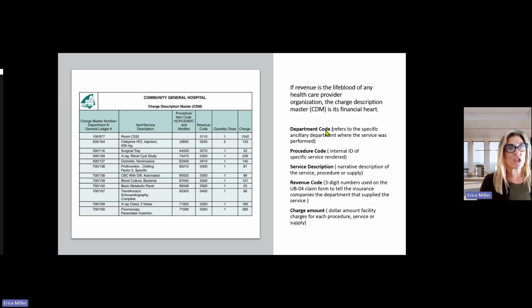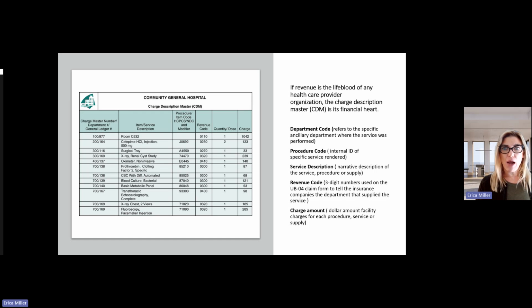So on that charge description master, there's going to be department codes, okay? These department codes refer to the specific ancillary department where the services were performed. There'll be procedure codes. So again, these procedure codes you can see on my example here. We use the same type of codes. So the procedure codes are an internal ID to represent a specific service that is rendered.